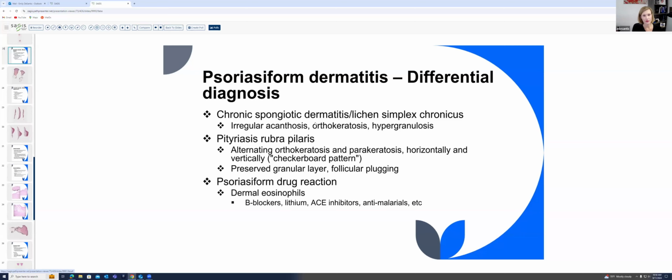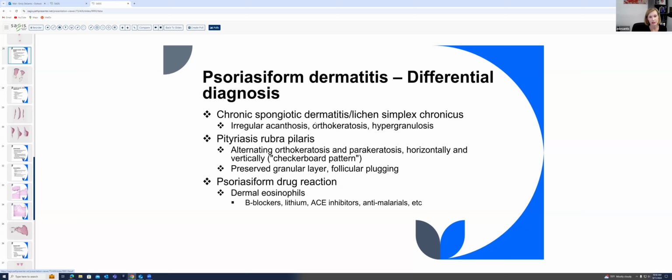The differential diagnosis for psoriasiform dermatitis obviously includes psoriasis, but it also includes some other conditions as well. There can be a lot of overlap between chronic spongiotic dermatitis, or lichen simplex chronicus, and psoriasis. Often we have biopsies that are submitted as spongiotic dermatitis versus psoriasis. And in some cases where we have very classic features, we can make that distinction very easily. In other cases, there's a lot of overlap, and it can be a little more difficult. There are features that can suggest one over the other.